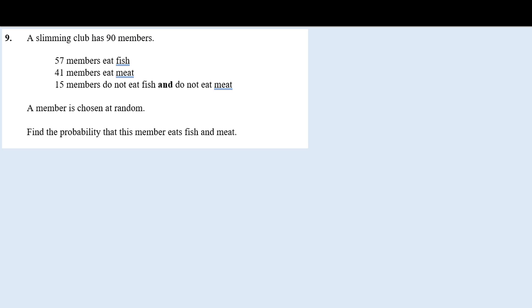If we're talking about ways that we represent information, this would be a good question to think about. Okay, so again, not going to look at it too much, but I'm just going to see what small steps we can take. A slimming club has 90 members, 57 members eat fish, 41 members eat meat, 15 members do not eat fish and do not eat meat. And a member is chosen at random. Find the probability that this member eats fish and meat.